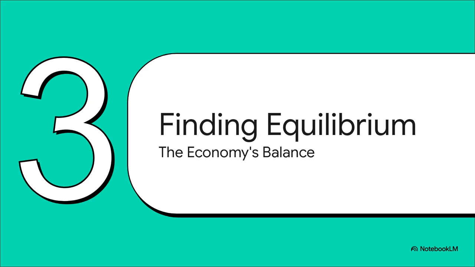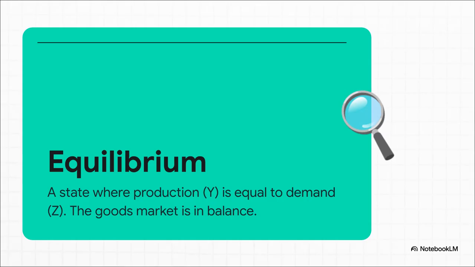Okay, so we've got our feedback loop and we've broken down what drives demand. Now we get to put these pieces together and find the economy's natural balance point. This is a huge concept called equilibrium, and it's the point where the amount of stuff being produced perfectly matches the amount of stuff people want to buy. So in economics, we call this point equilibrium. Production, which we'll label Y, is exactly equal to demand, which we'll call Z. It's the sweet spot. Factories aren't piling up unsold goods, and shelves in stores aren't empty. Everything is just in balance.